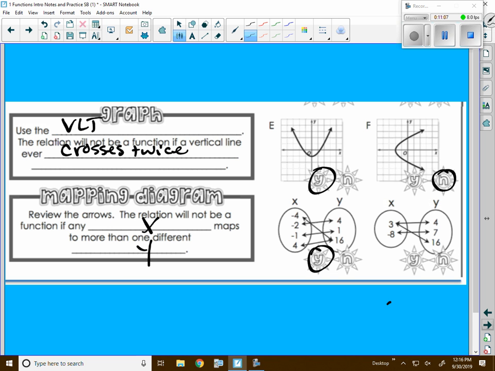Can't happen. Let me show you the visual of that. If I was to create a table with that, I would have 3, 4, -8, 7, 3, 16. Are there repeated X's? Yeah. So mapping's kind of weird to look at, but just look for those arrows. And if it helps you, just draw a table. But that one would not be a function.